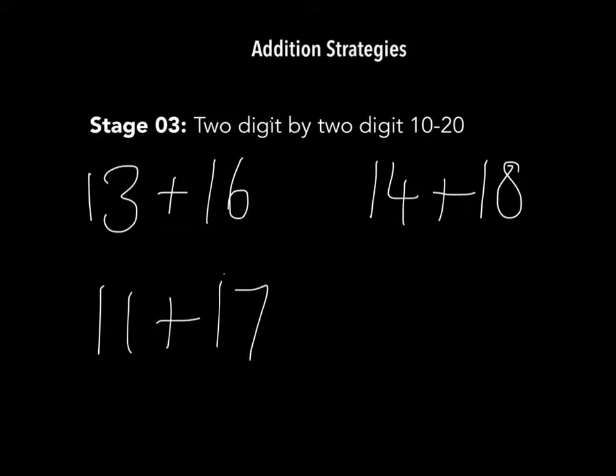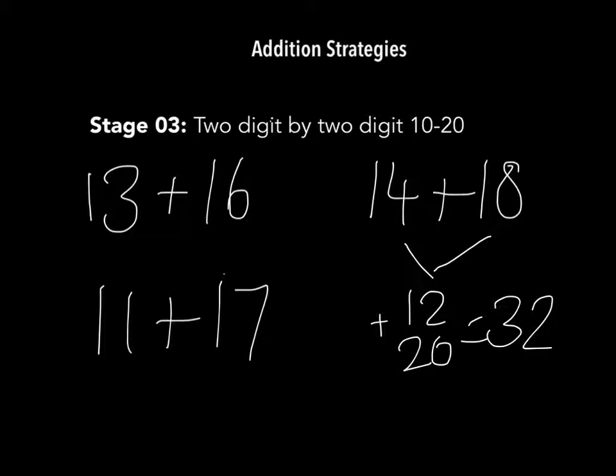So if you're looking at stage 3 addition strategies, we're starting to look at two-step processes where we're adding two numbers in our head and then holding it there before you add the second number. So an example of this would be 14 plus 18. So to do this mentally, you would look at doing the 4 plus 8 together, which we know is 12. 10 plus 10 is 20. Therefore, we know the answer is 32.